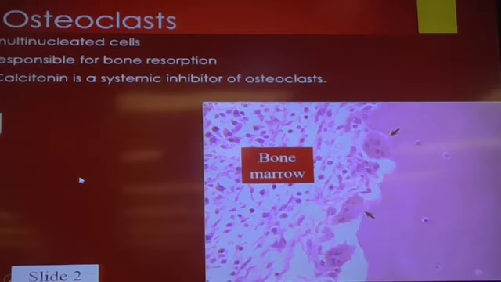And osteoclasts are sort of macrophages or multinucleated cells, and their job is for bone reabsorption. So again, this is bone marrow, and these are your osteoclasts breaking down bony matrix.